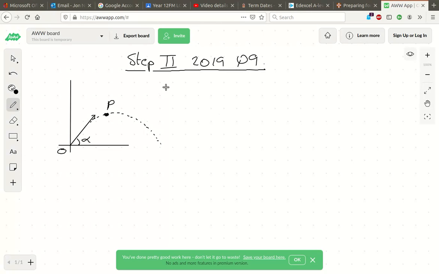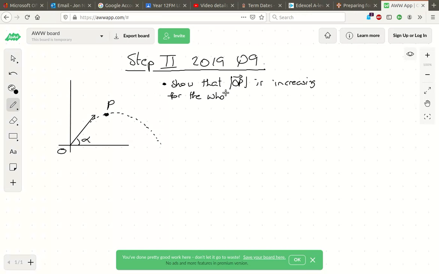Now, the question asks us to find the condition on sine of alpha for which OP is increasing for the whole flight. So let's just write down what we're given. We're told to show that the distance OP, that is, the length of OP, is increasing for the whole flight.